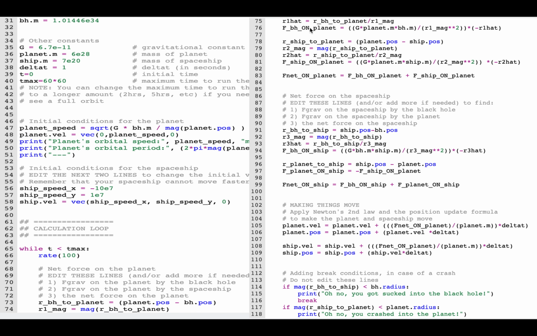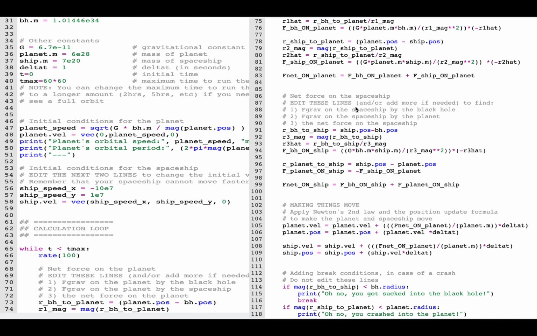So we want the force of the black hole on the planet. Now, once again, we're just going to use the gravitational force equation, which is seen right here. And then the distance, like the r value that we're going to find, is the planet dot position minus the ship dot position when it comes to the ship and the planet's gravitational force. And we can plug that in and use it for the force of the ship on the planet. And then we want the total force that is on the planet. So we're going to add the force of the black hole on the planet plus the ship on the planet.